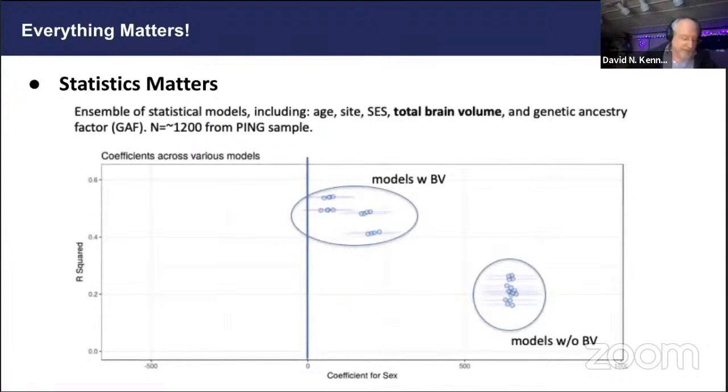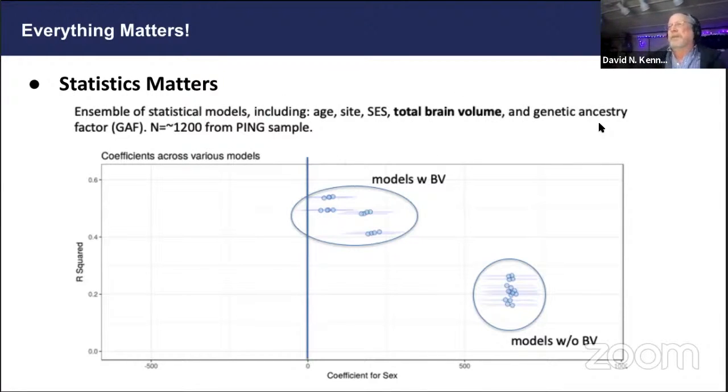And clearly, again, exactly what statistics one uses matters. So in this little simulation, we go back to looking at our fun hippocampus sex effect. We're looking at the PING data, so it's about 1,200 subjects. We have a model in which hippocampal volume as a function of sex is related to age, site, socioeconomic status, total brain volume, and genetic ancestry factor.